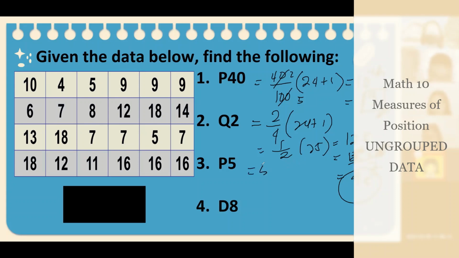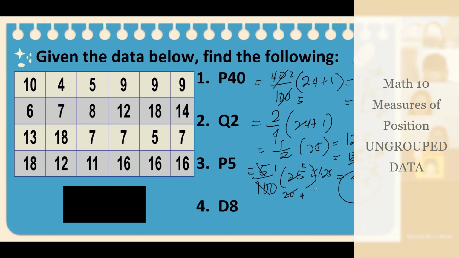Next, number 3, the answer is 4.5. It's percentile, kaya 5 over 100 times 25. One way to do this, 5 times 25, divide by 100. Or pwede rin, reduce to lowest term, this is 1 over 20, di ba? Tapos 25 over 20, it's divide by 5 again, 5/4. 5 divided by 4 will give you 1.25, tama ba?